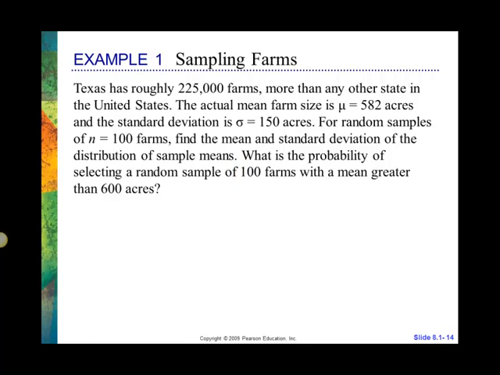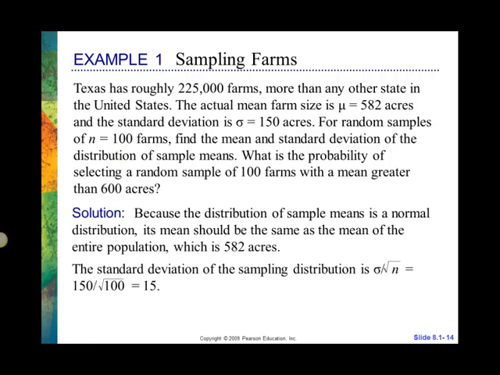Well, this gets back to the normal distribution and the central limit theorem. We're still beating that up at the moment because we need that information later on. So 582 is the population mean, the standard deviation is 150, n is 100, and we're going to have to do x bar minus mu over the standard deviation divided by the square root of n.